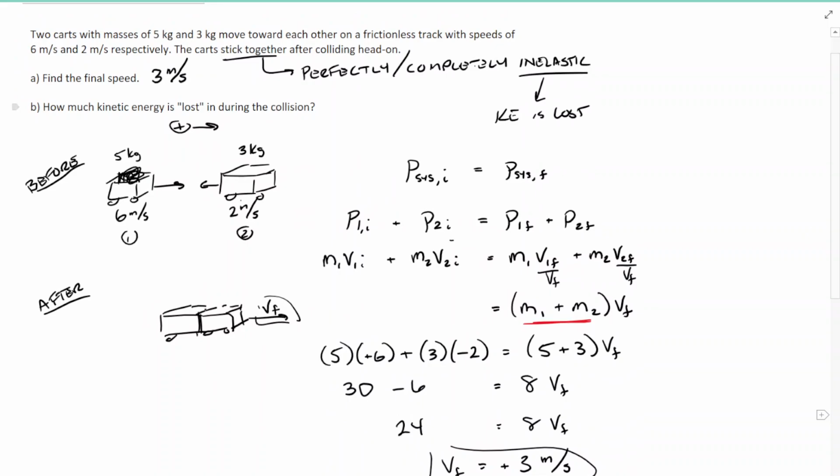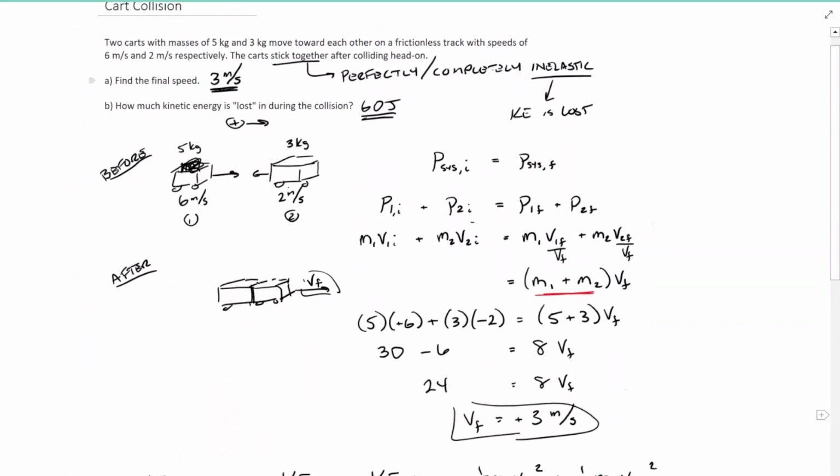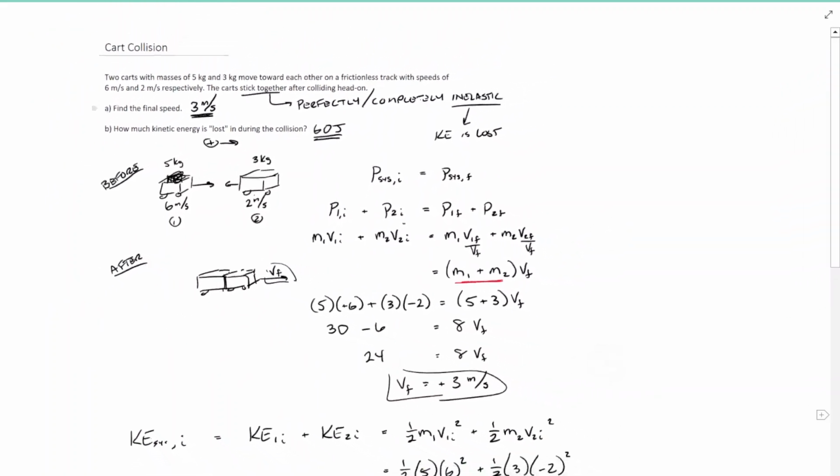All right, so our final answer here was 60 joules of energy lost. Those carts are moving at 3 meters per second, stuck together as one unit to the right.